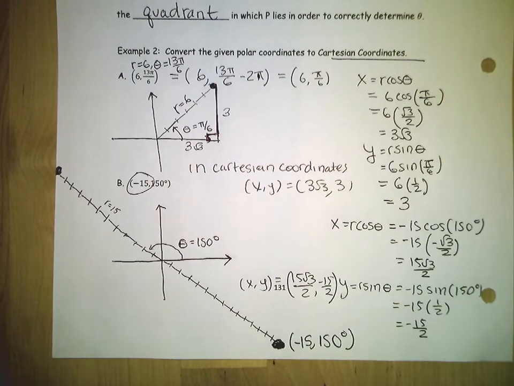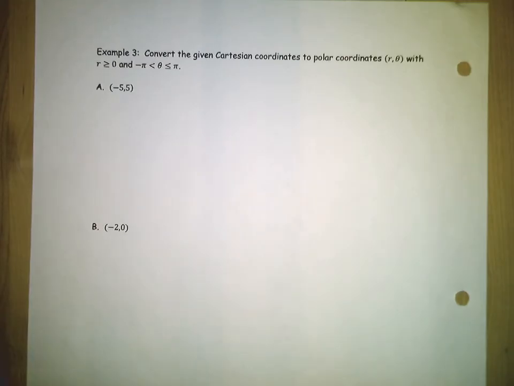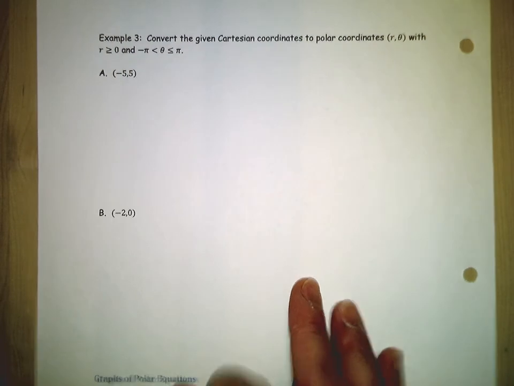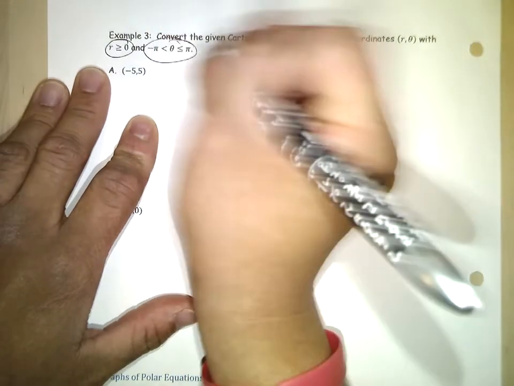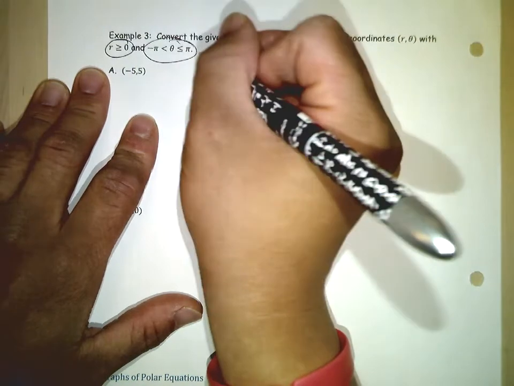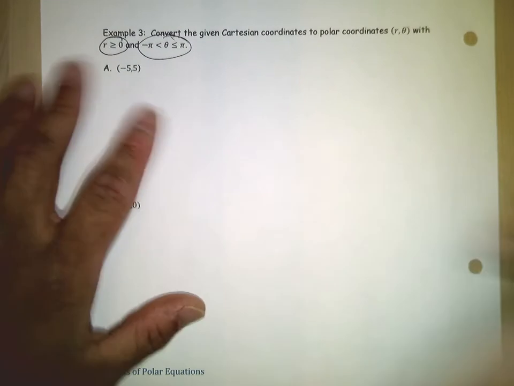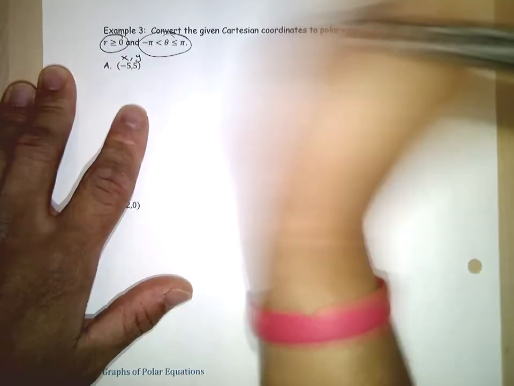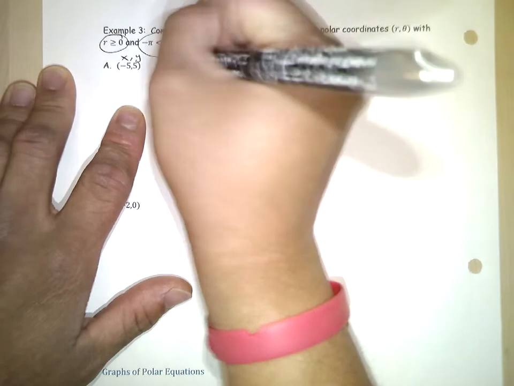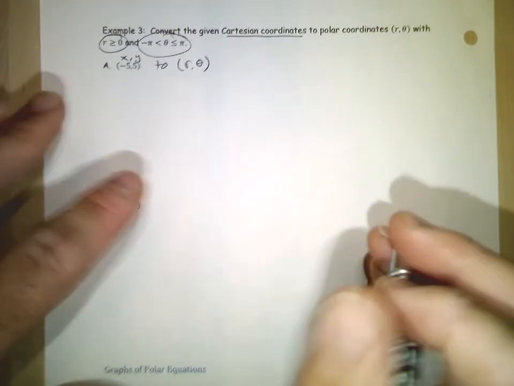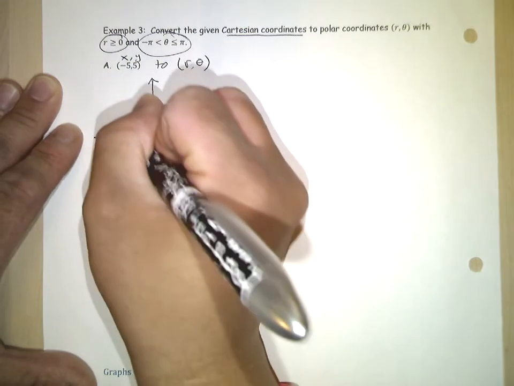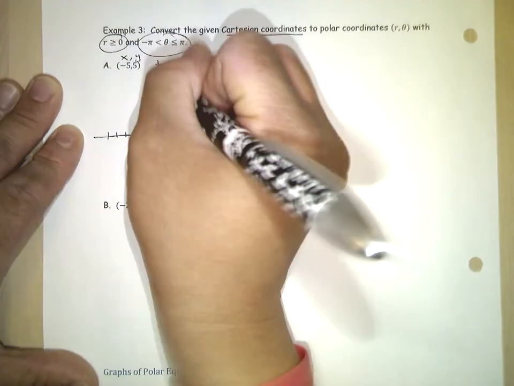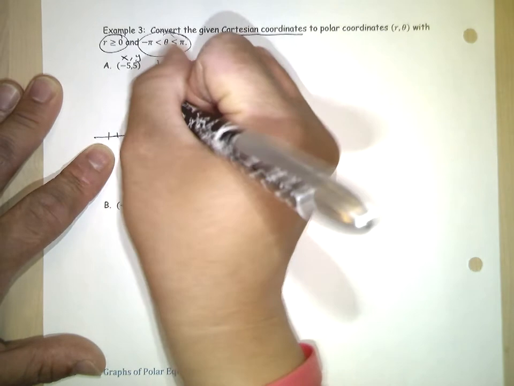All right, so now let's look at another example here. Convert the given Cartesian coordinates to polar coordinates r, theta, with r greater than or equal to 0, and theta between negative pi and pi, including pi. Remember, these are in x, y now, and we're converting them to r, theta format. So let's first draw what we have here. x is negative 5, 1, 2, 3, 4, 5. And y is 5, 1, 2, 3, 4, 5.